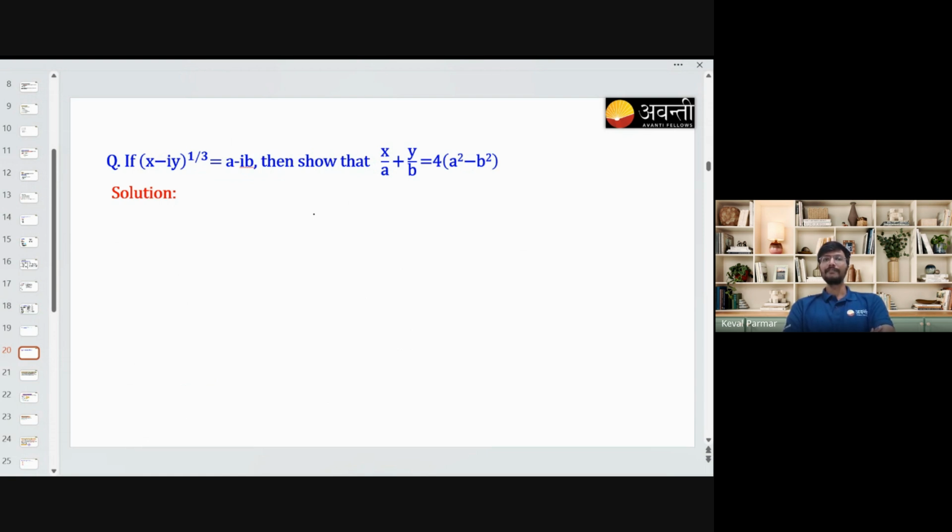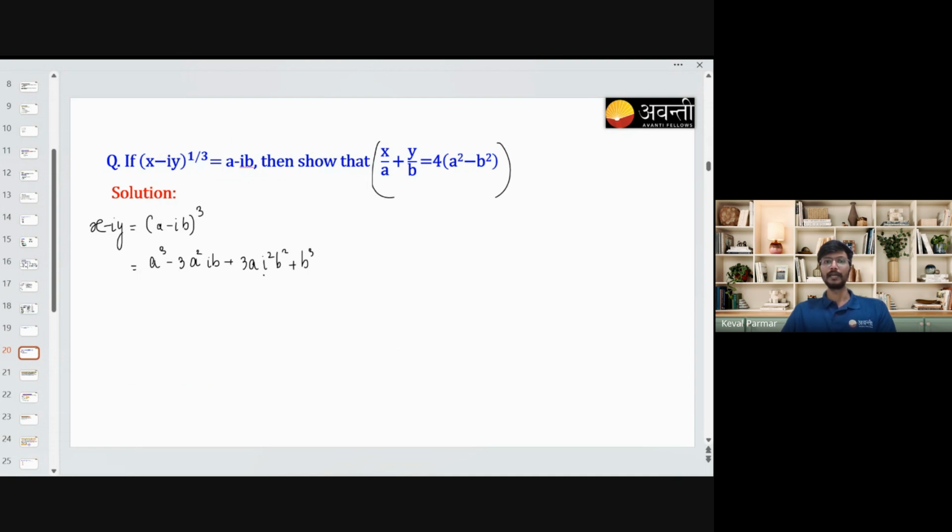We want the value of x and y, or you can say a and b, and then we can easily prove this, right? So to get the value of x and y, here we have a cube root. So if we cube on both the sides, we'll get x minus iy is equal to a minus ib the whole cube. So this is (a minus b) the whole cube. It is a cube minus 3a square b plus 3ab square plus b cube.